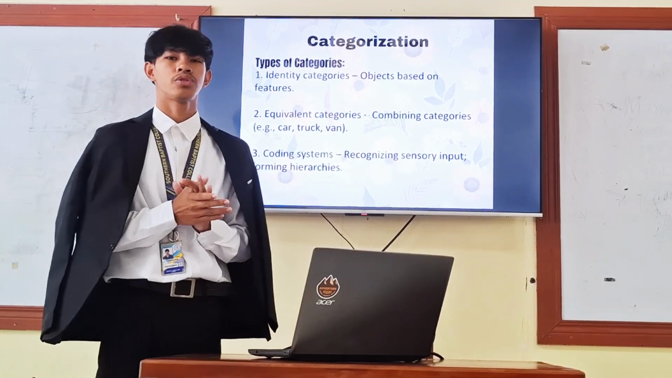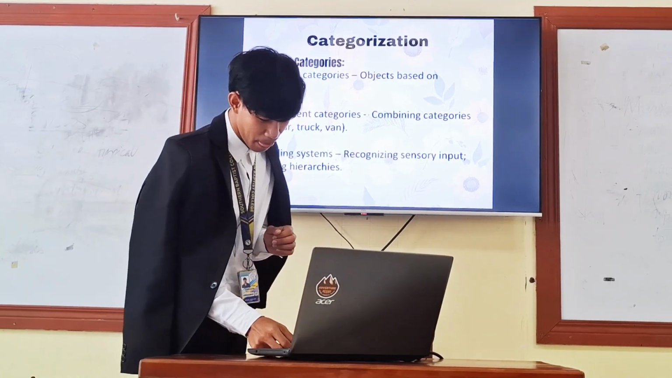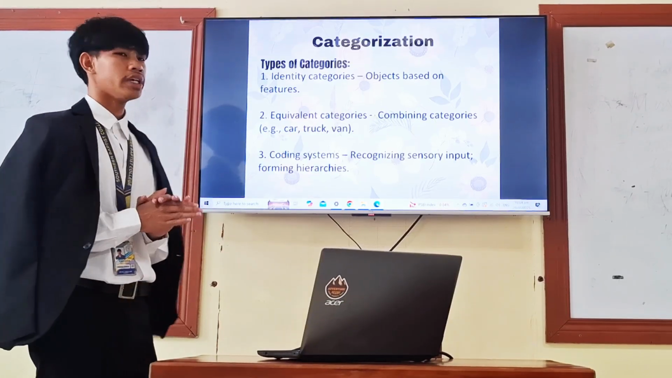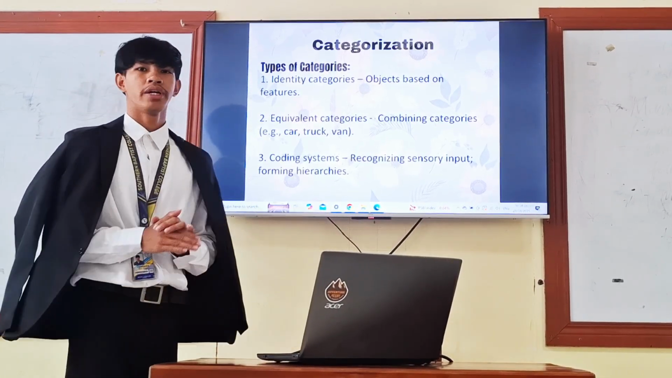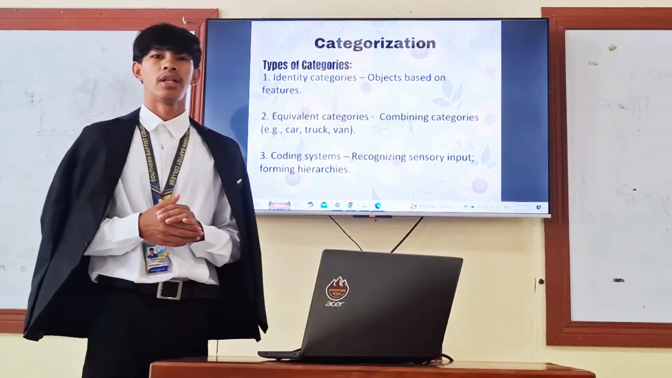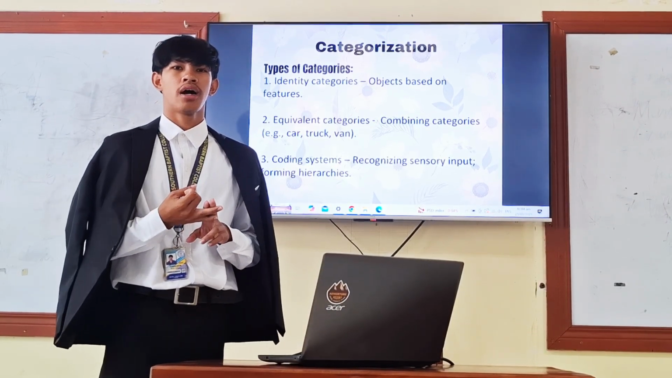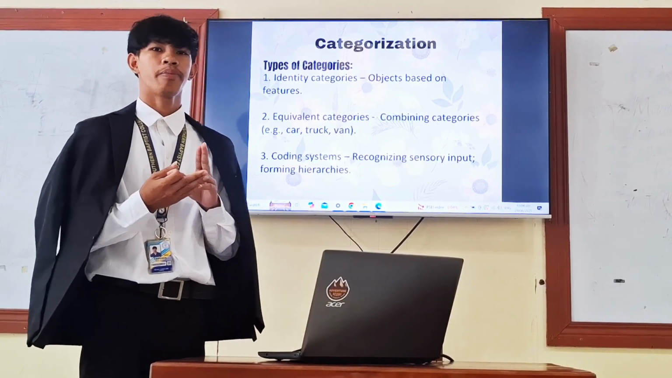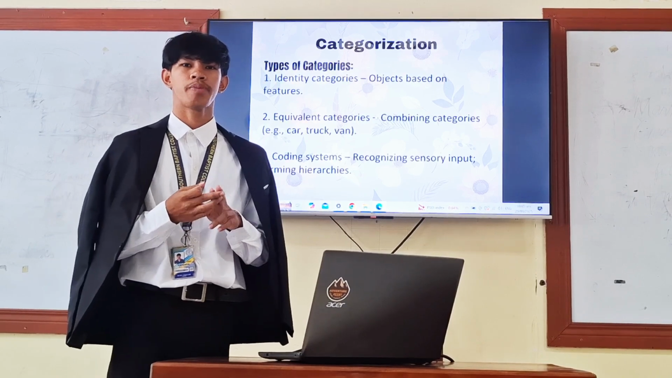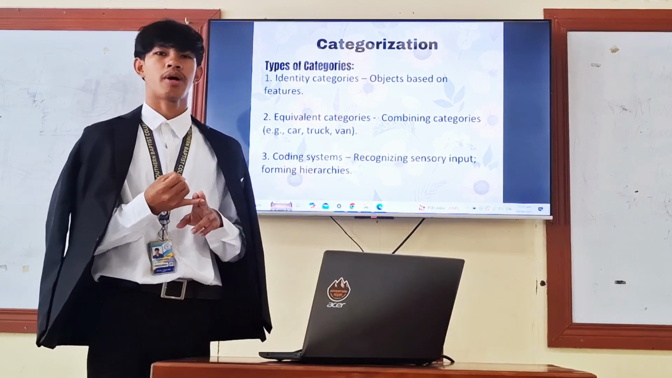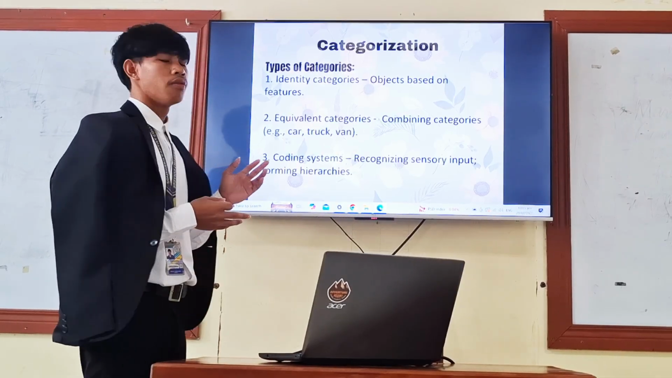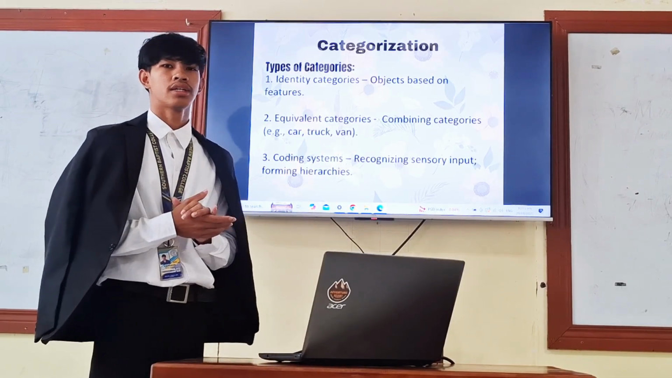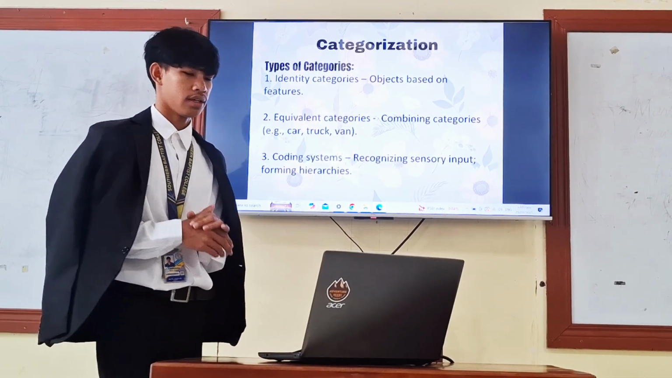what we can use. Lastly, number 3, coding system, recognizing sensory input, forming hierarchies. Like for example, cat, dogs we can pet them, and those pets are mammals, and those mammals are animals. So it is based on forming hierarchies.